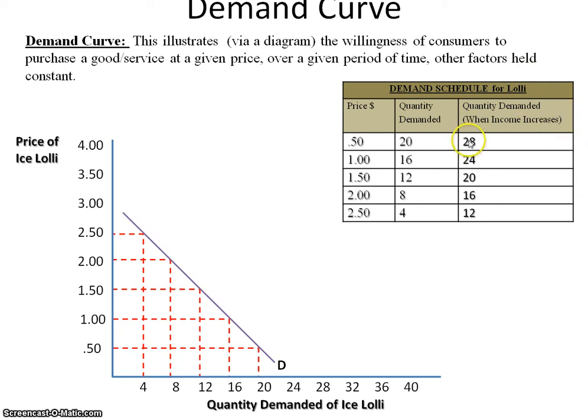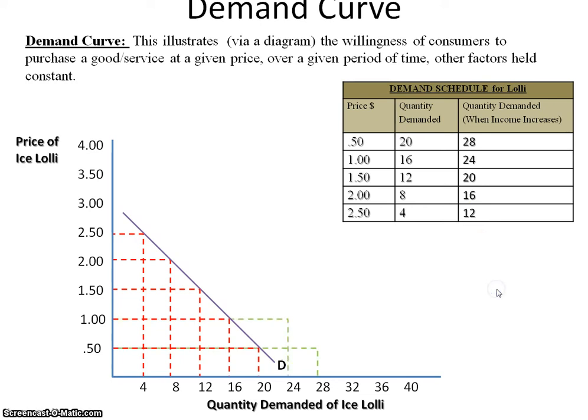So income has increased. Demand therefore increased from 20 to 28 when price was 50 cents. It increased from 16 to 24 when price is $1. It increased from 12 to 20 when price is $1.50. It increased from 8 to 16 when price was $2. And it increased from 4 to 12 when price was $2.50.